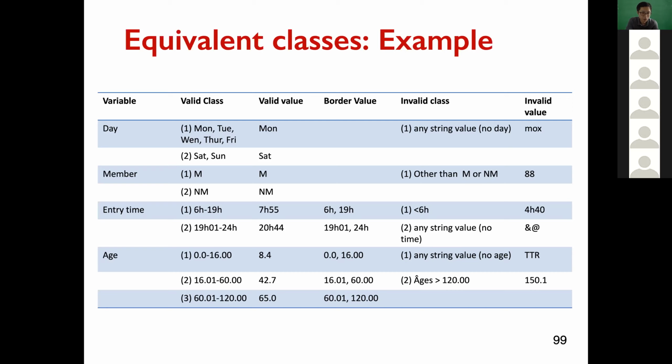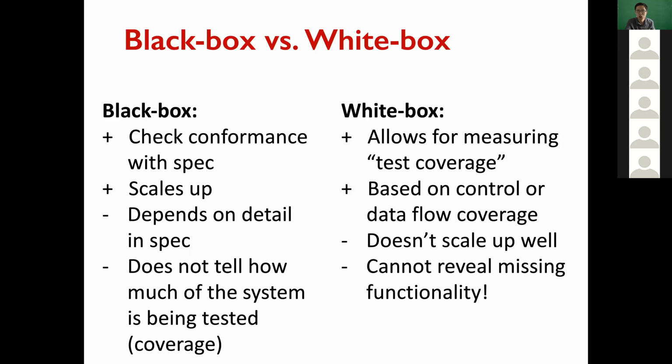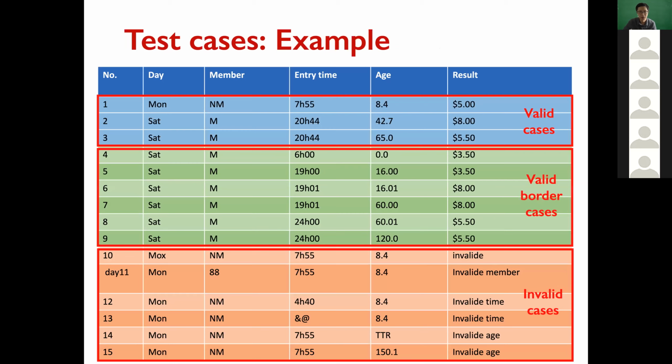And also similar for the ages, right? So these are the equivalent classes and how we choose a valid value, border value, and invalid values. So after we have these equivalent classes, how can we choose the test cases? We need to make sure that we cover each equivalent class of each input, right?